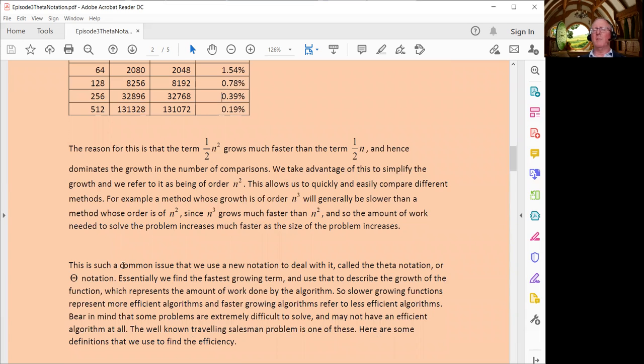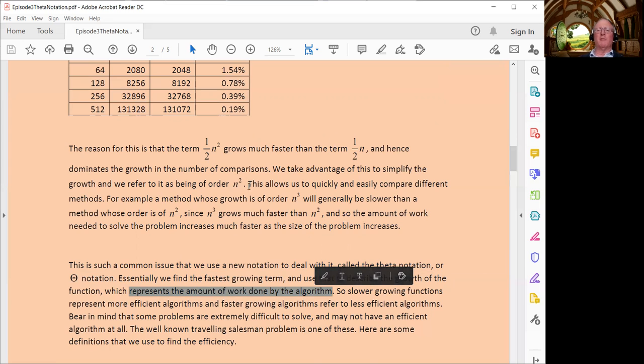And this is such a common thing to do that we actually need a new notation for it, which we call the theta notation. And that, of course, is a capital theta in Greek. So essentially, we're finding the fastest growing term, and we're using that to describe the growth of the function. And again, that growth of the function represents the amount of work done by the algorithm.